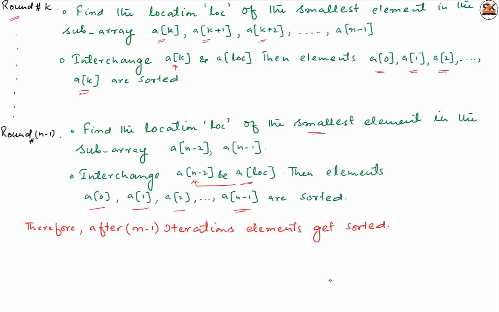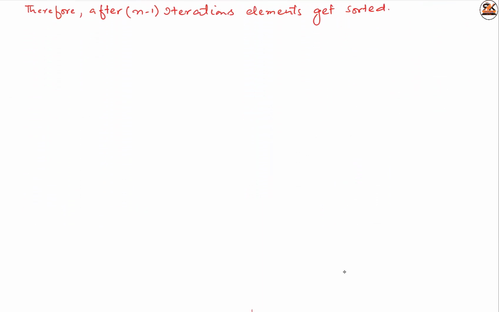Do not worry if you are not understanding these rounds. I'll take an example and you will understand better from that example. Now in order to understand the working of selection sort, let me take the example of an unsorted list. For example, we have an unsorted list of 7 elements, and we have to sort this list in ascending order by using the selection sort. So first of all, let me write here unsorted list.